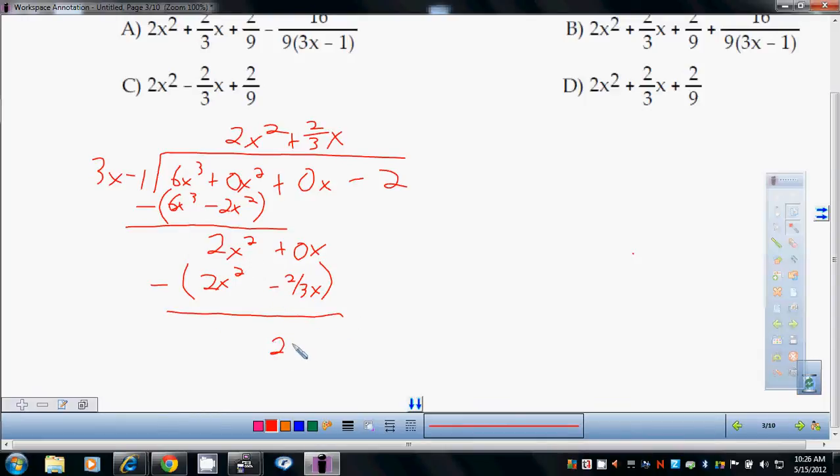So 2/3 x, drop the 2. What's 3 divided by 2/3? Let's put that backwards. 2/3 divided by 3 is 2/9, that's right. Moment of truth.